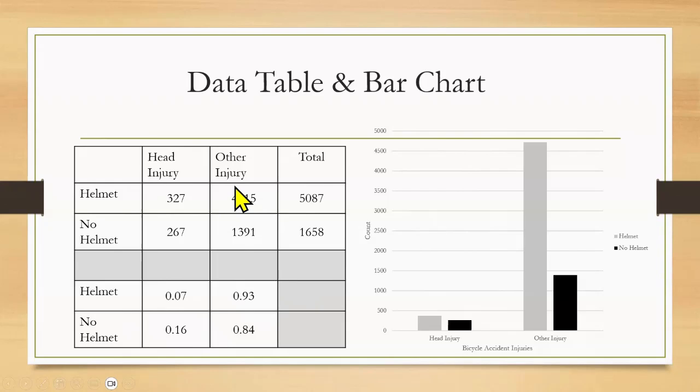So 4715 divided by 5087 is going to give us 0.93. And the helmet row should add up to 1. Same thing with the no helmet row. We're going to do 267 divided by 1658. That's going to give us 0.16, and we're going to do 1391 divided by 1658, and that gives us 0.84. Make sure you understand that. And in the next slide, I'm going to show you how the graphs look, the count graph versus the percent graph.